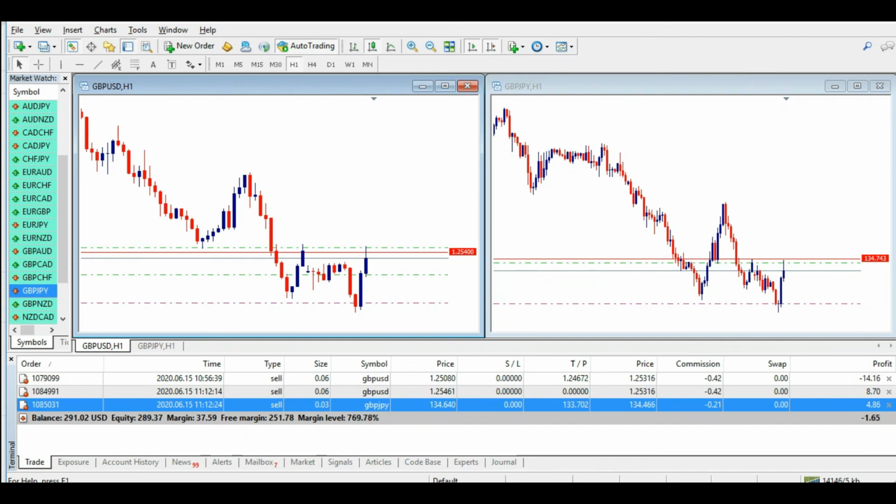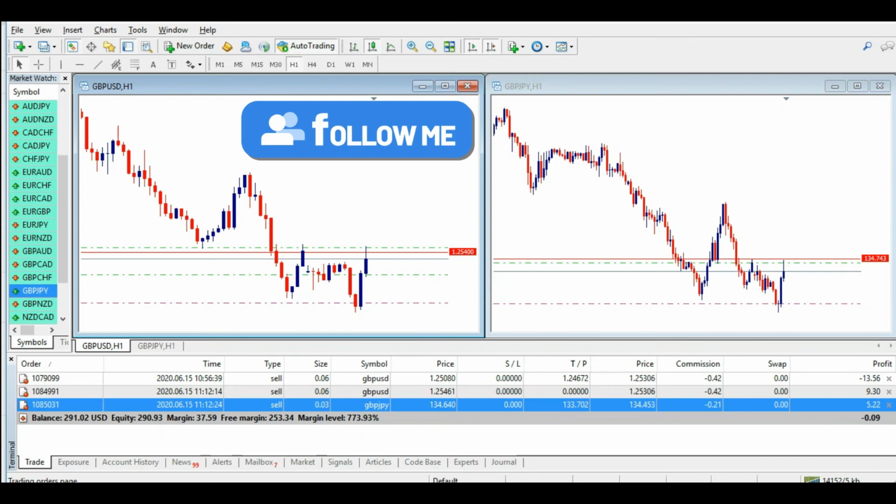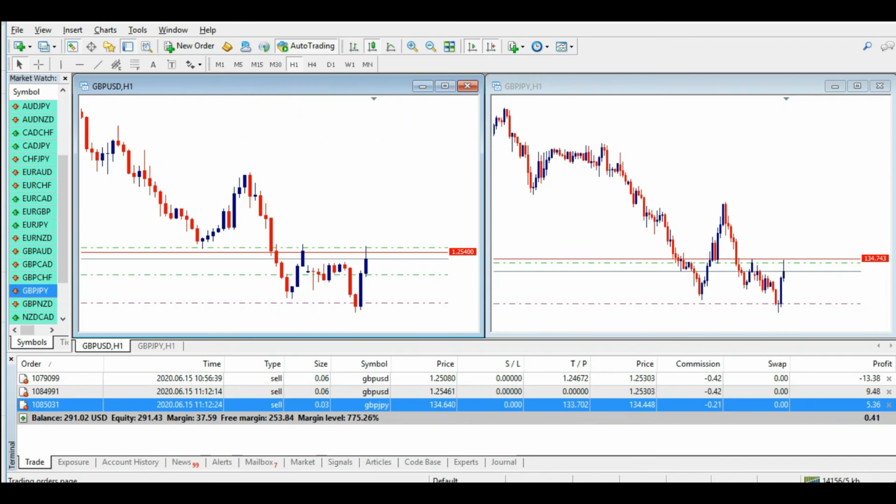One is this, and if the price also comes to this break even point, then I will close the first trade, then I will run only two trades. Okay, this is how you minimize your loss, and this is exactly how you will trade.